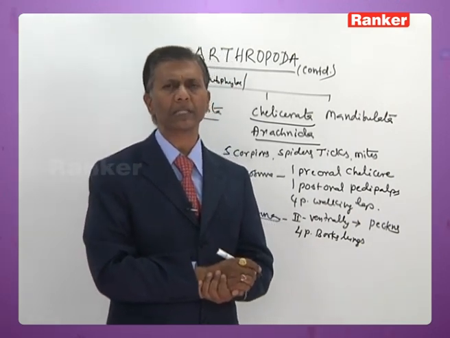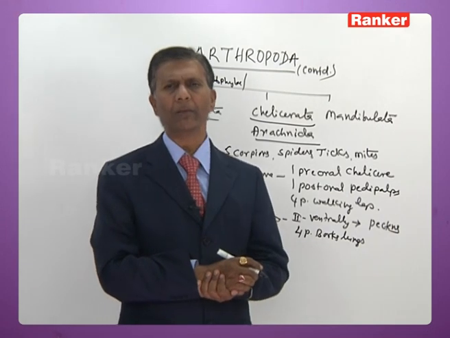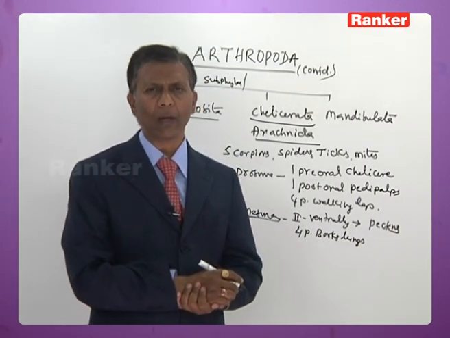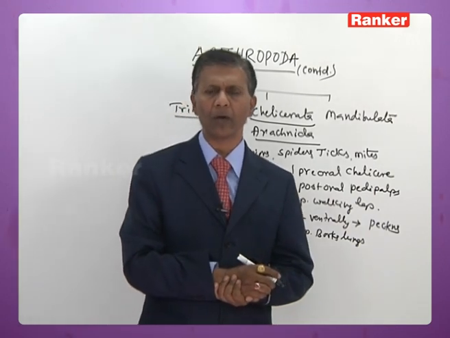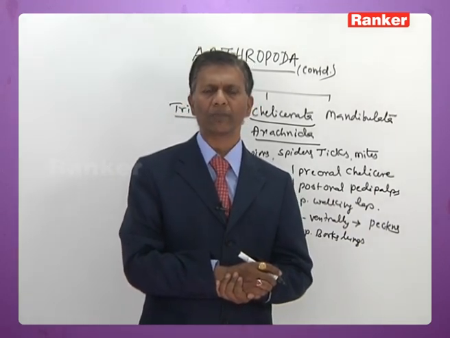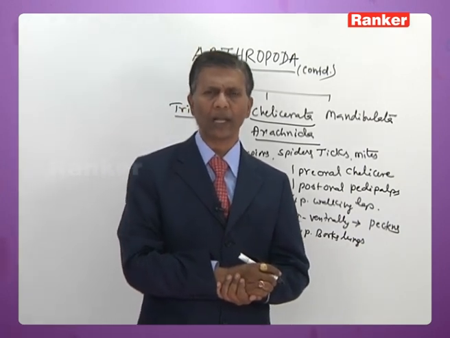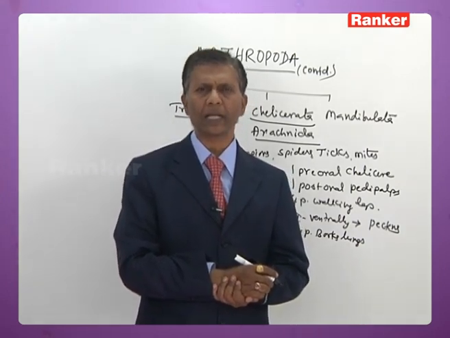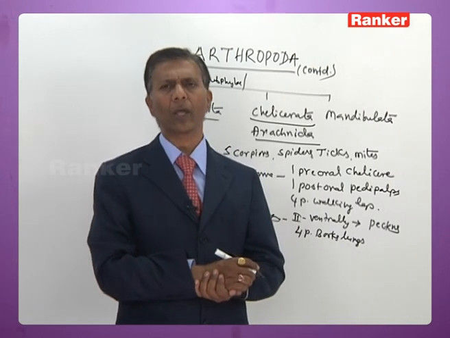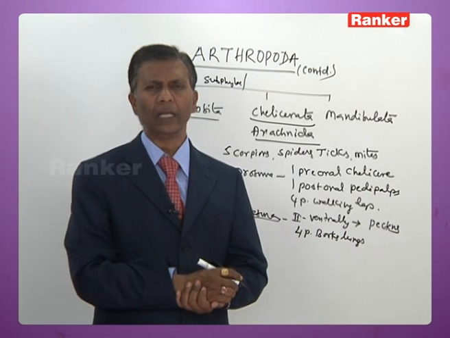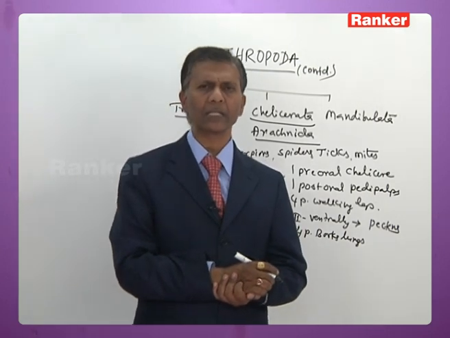So in scorpions, excretion takes place by both coxal glands and Malpighian tubules, whereas in spiders, ticks, and mites only the Malpighian tubules act as excretory organs. All of them are uricotelic. However, the spiders eliminate nitrogenous waste called guanine. So in spiders, the chelicerae are with poison gland.